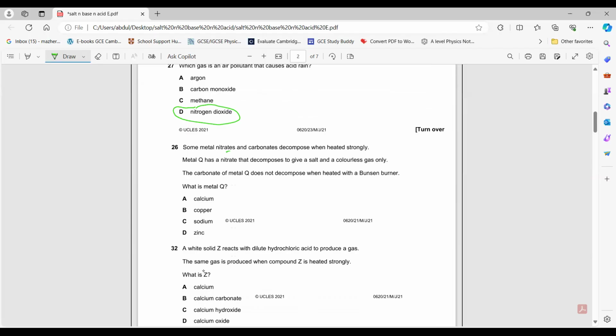Then we have some metal nitrates and carbonates that decompose when heated strongly. Metal Q has a nitrate that decomposes to give a salt and a colorless gas only. The carbonate of metal Q does not decompose when heated with a Bunsen burner. So which could be the right option? We need to see out of all these, which one is the most reactive one. Sodium. Yes. This question needs to be done on the basis of reactivity.